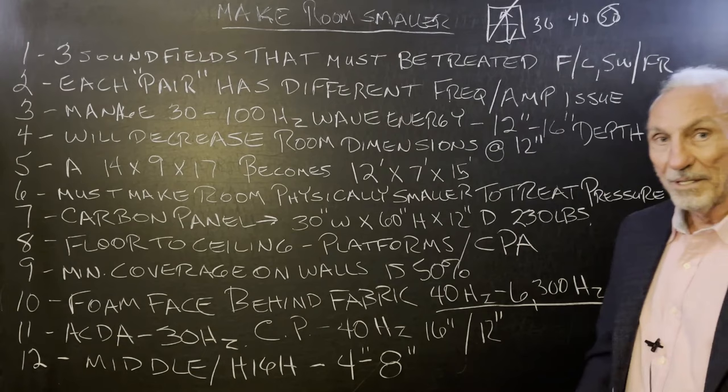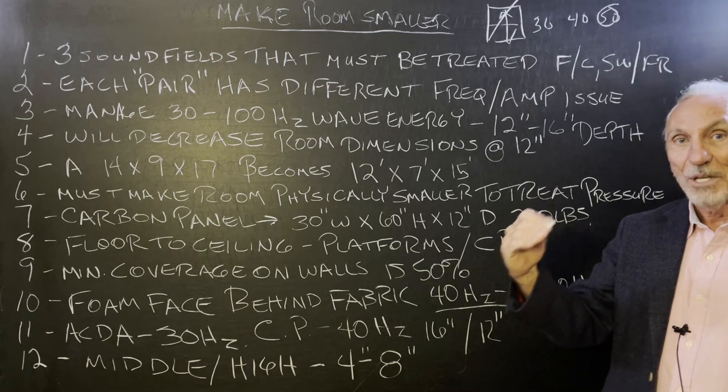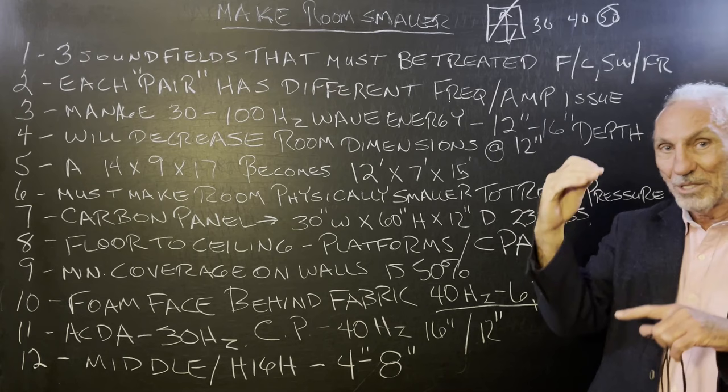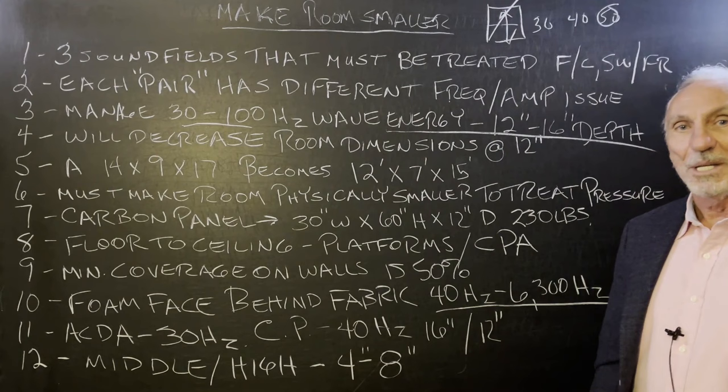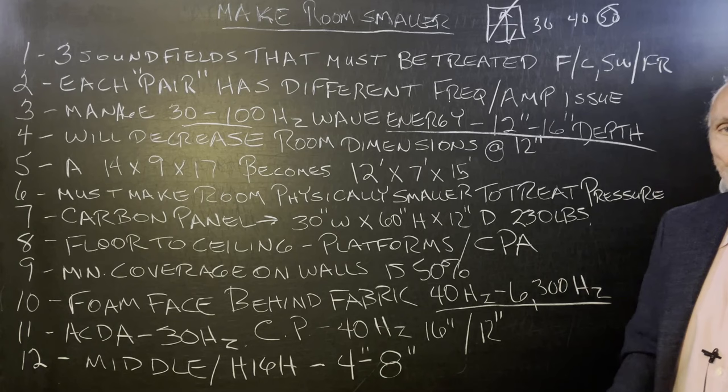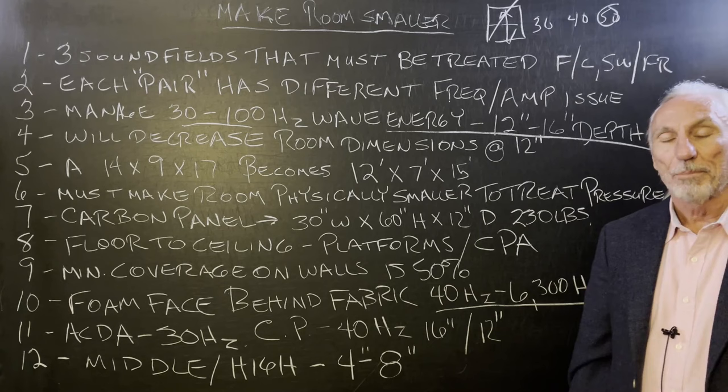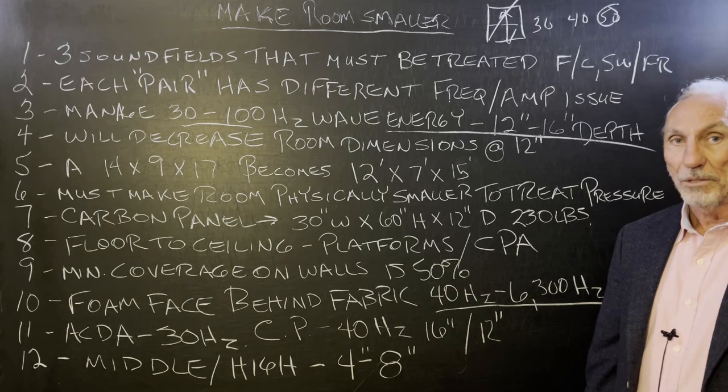The lower the frequency of issue, the thicker the treatment. There's a direct relationship there, up to a point. It's linear, up to a point. So if we manage a 30 to 100, we're going to need 12 to 16 inches of product depth. We use diaphragmatic absorption. It's the world's most powerful low-frequency absorption. And then we put our proprietary carbon technology inside. You cannot find a better yielding and performing unit per square foot. Each unit's 12 square feet.